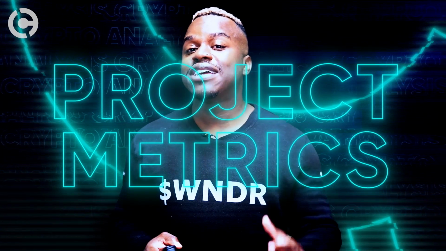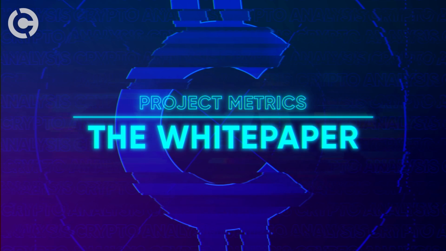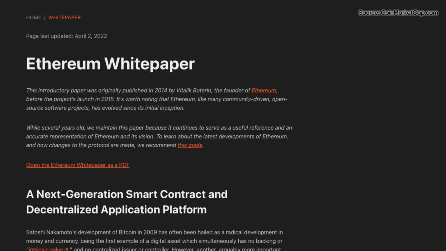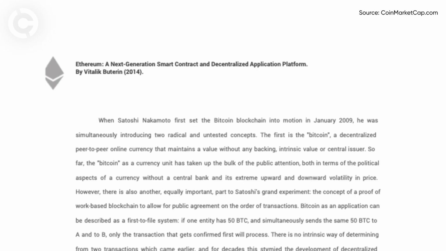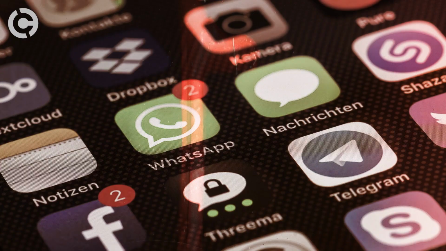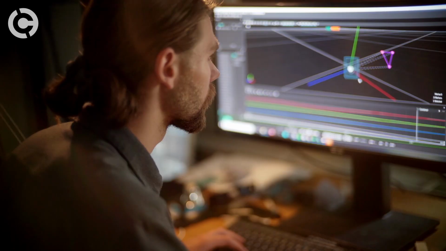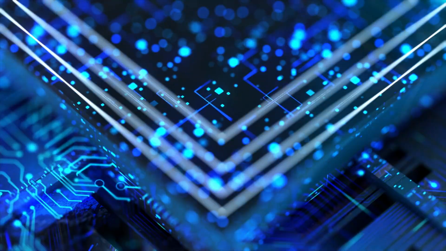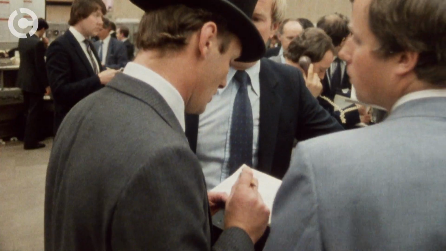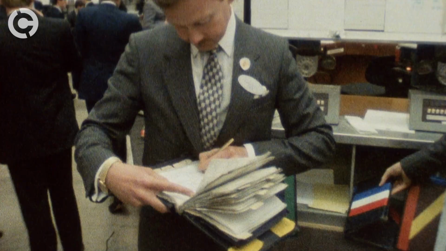Then we've got project metrics. These are all about a qualitative approach and can be broken down into 4 areas, all of which are easily available and very useful. A crypto's white paper is a technical document from the developers that is publicly available and gives an overview of the project from its purpose to its technology, its roadmap, and its goals. As a potential investor, you want to know, is the white paper comprehensive and informative? Or does it sound unrealistic and too good to be true?